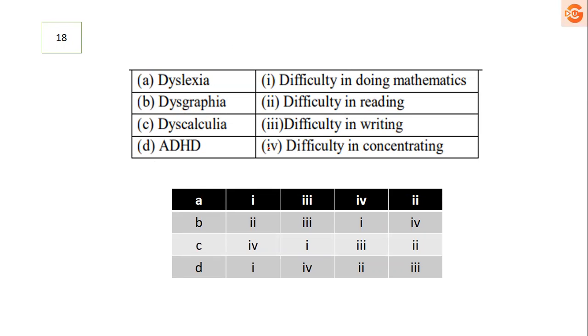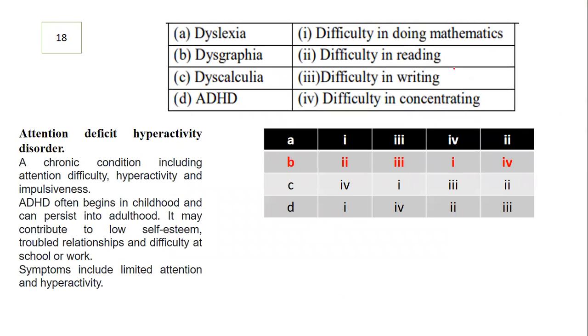When I taught you in the theory class, I covered these learning disabilities and made you learn them. So let's see how it goes. We are talking about dyslexia, dysgraphia, dyscalculia, and ADHD. So yes, coming to the right answer. Now, what is this ADHD? It is attention deficit hyperactivity disorder, which can affect a child's self-esteem, cause troubled relationships, or cause difficulty at school or work. So in that sense, what is the correct order? Let's see the correct order.